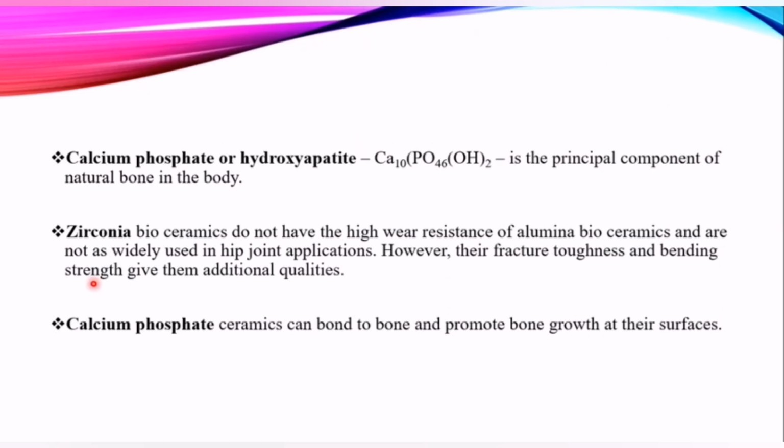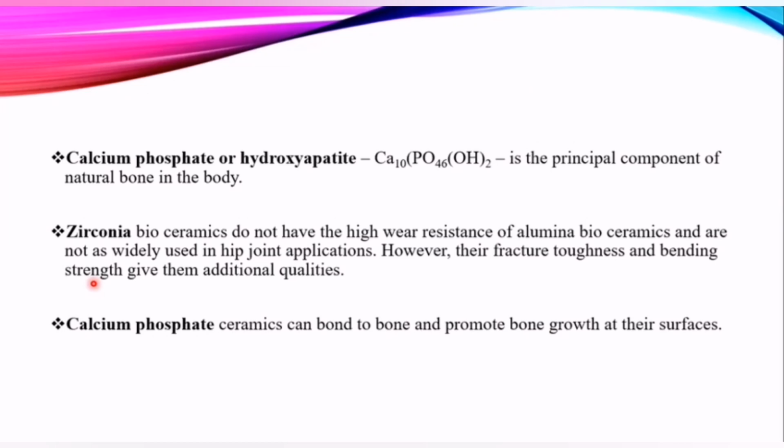The calcium phosphate or hydroxyapatite is the principal component of natural bone in the body. Ceramics made from synthetic calcium phosphate can also be used in medical applications. The problem is that these ceramics are not as strong as alumina or zirconia ceramics. Zirconia bioceramics do not have the high wear resistance of alumina bioceramics and are not as widely used in hip joint applications. However, their fracture toughness and bending strength give them additional qualities.